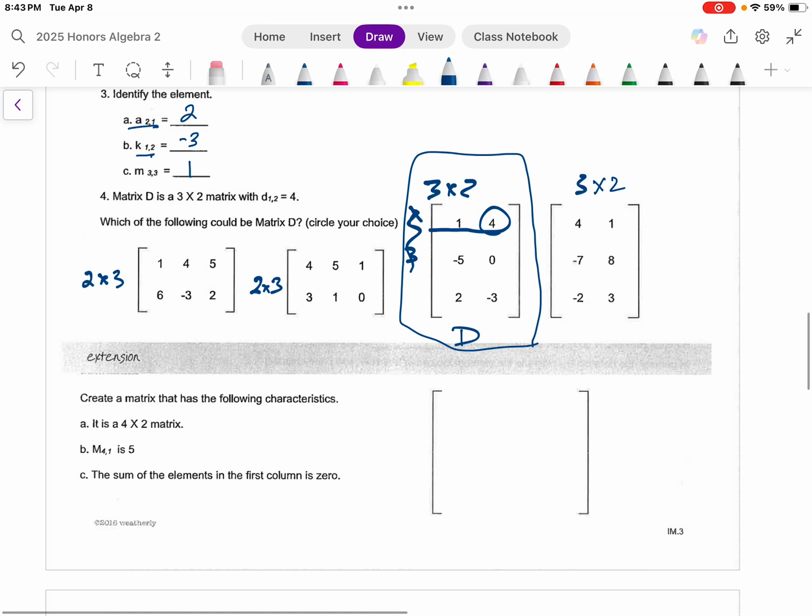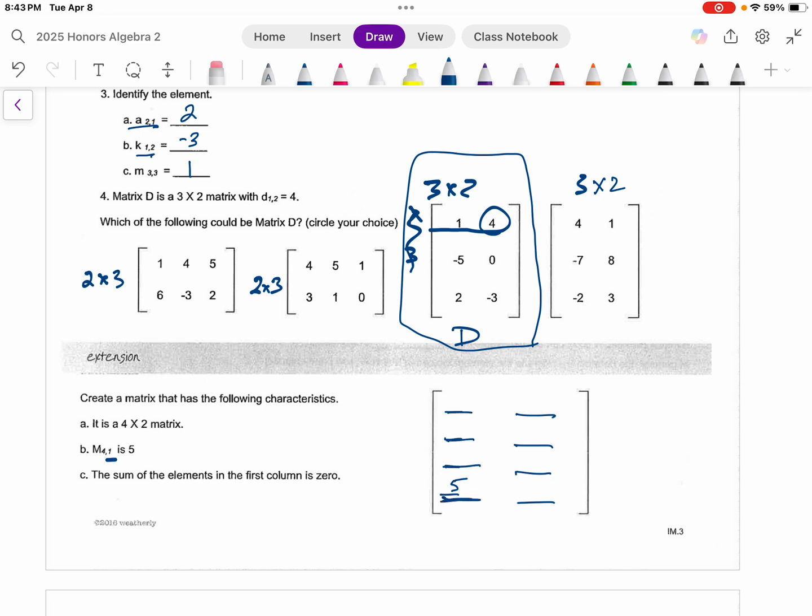All right, last part of this video here says create a matrix that has the following characteristics. First off, it's got to be a 4 by 2. We want in the fourth row, first column, we want a 5. So with that in mind, as I do 2, 3, 4 rows, they're going to have a 5 in that first position. And then it says I have 2 columns, so that means I just have two sets of blanks on each row.